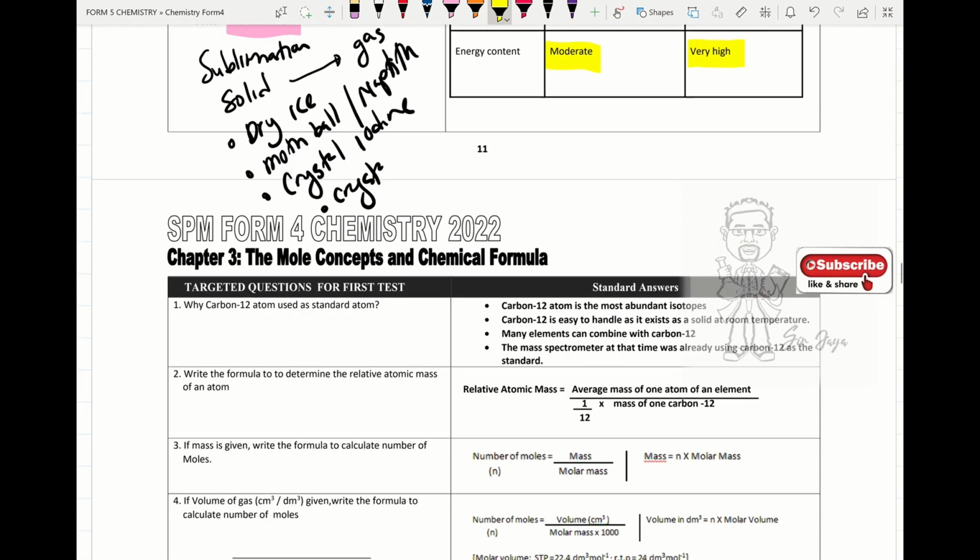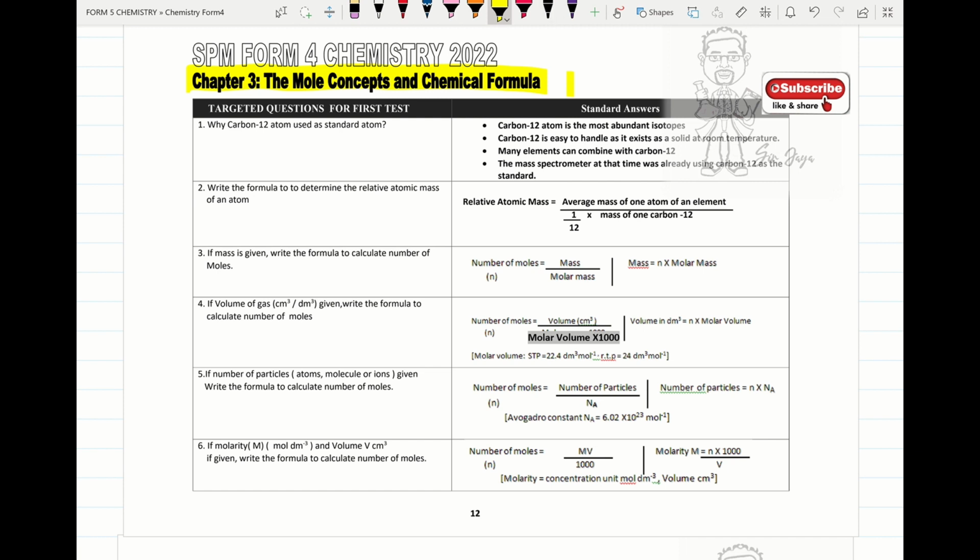Next, we go to the mole concept and the chemical formula. Here we determine the relative atomic mass, RAM, RMM, and also RFM. RAM is the average mass of an atom, so this is for atoms. RMM is used for molecules, and RFM is used for ions. The mass of a particle is very small, tiny and discrete. Therefore, scientists use the average mass of an atom compared with a standard atom, which is carbon-12. Carbon-12 is used as the standard atom because it is the most abundant element and exists as a solid at room temperature. Many elements can combine with carbon-12. The mass spectrometer at that time already used carbon-12 as the standard atom.